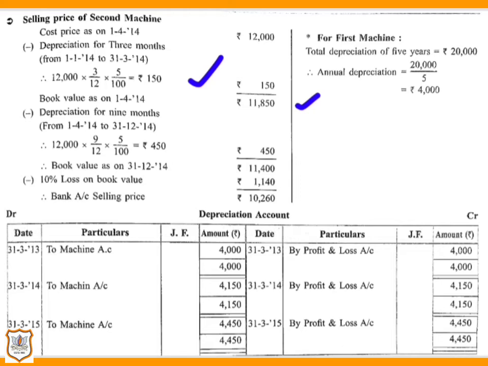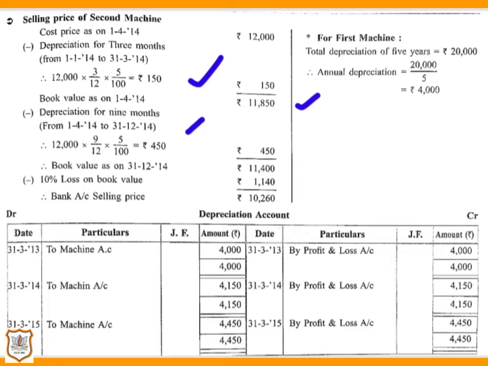So now in the next year that begins from 1st April 2014 and ends on 31st March 2015, in this year also we will not provide full year depreciation. Here we will provide depreciation for 9 months only, that is from 1st April 2014 to 31st December 2014, as it is given in the question that this machine was sold on 31st December 2014. So there are 9 months from 1st April 2014 to 31st December 2014. In this year we have utilized this machine for 9 months only.